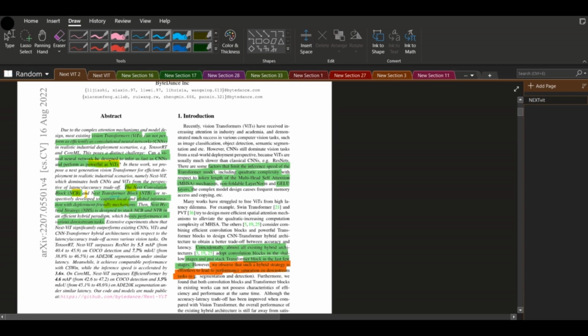However, they realized that stacking these two components can actually increase latency, so there has to be a correct way to stack them. So what they did was to introduce this Next Hybrid Strategy, which is designed to stack these two components, the Next Convolution Block and the Next Transformer Block, in an efficient hybrid paradigm.